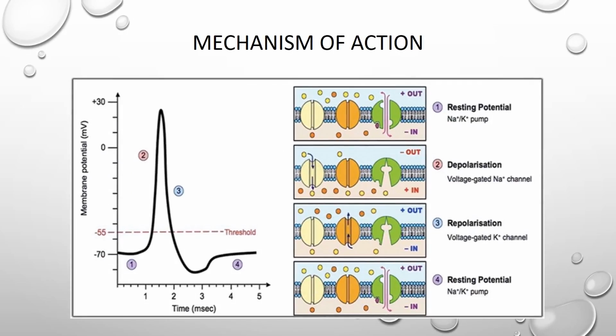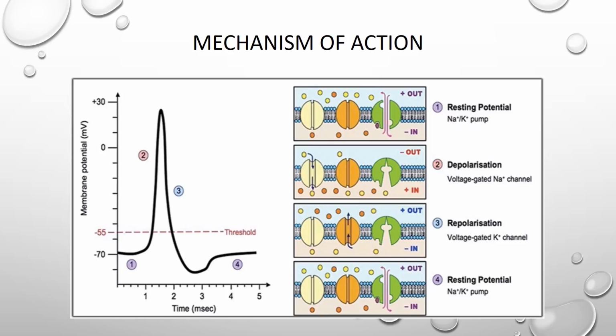Mechanism of action. Local anesthetics work at the level of the sodium channel to prevent action potentials from occurring. Depicted on the left is a single action potential. This process occurs at the axon. The axon is a long, slender projection located on the neuron or nerve cell membrane.